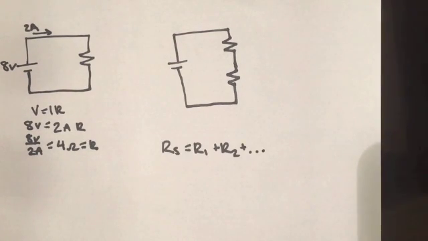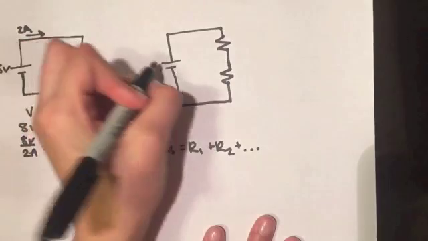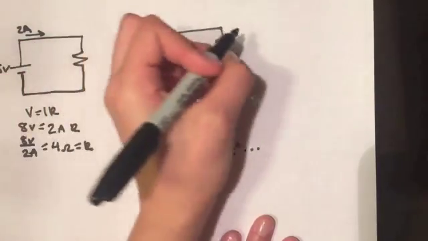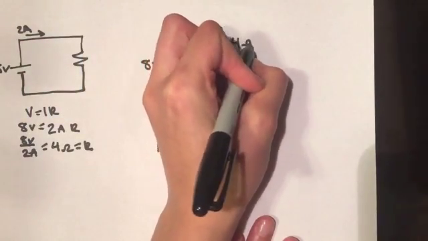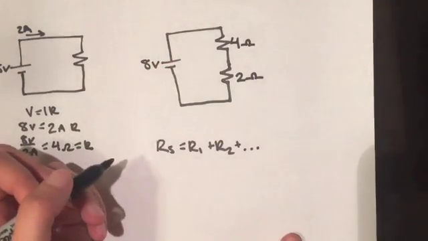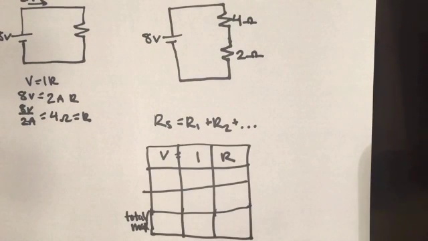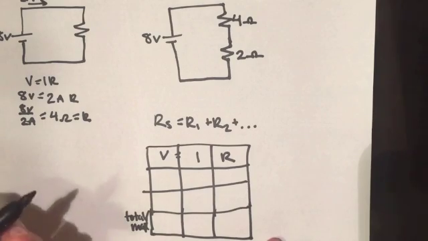When resistors are in series, we add their resistances, as shown in this equation. We know that the voltage drop over the circuit is 8 volts, and that this resistor is 4 ohms, and this one is 2 ohms. To solve for the current, we'll set up a V equals IR diagram. Now that we have our chart made, we just need to fill in the blanks.